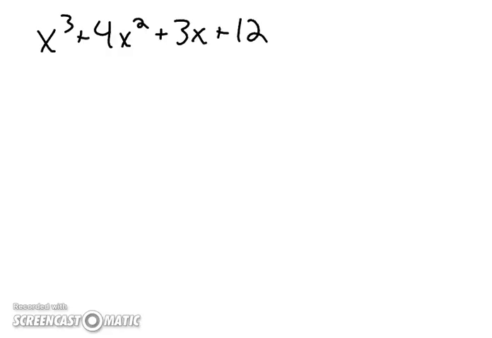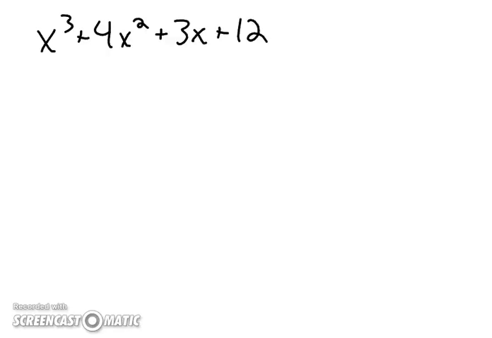So, we're going to look at x cubed plus 4x squared plus 3x plus 12. Notice that we have 4 different terms here, an x cubed, an x squared, an x, and then a term without an x, a constant. When we see this, we should think factor by grouping right away.